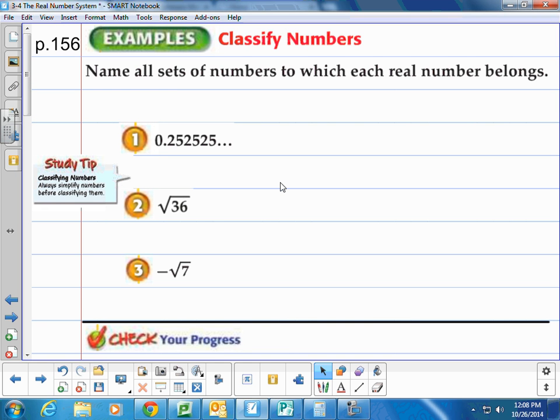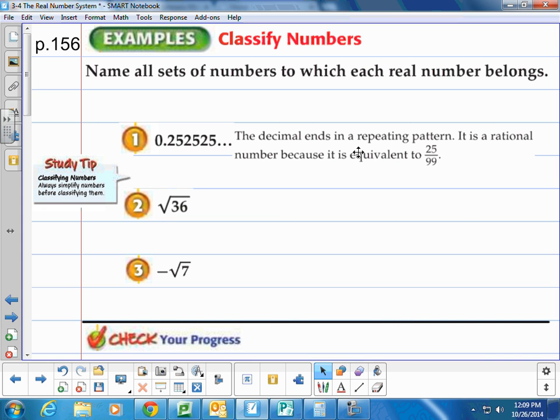So we're going to name all the sets in which a real number belongs. And notice there's a study tip there on the side that says classifying numbers. Always simplify numbers before classifying them. Simplifying them meaning write them as this whole number or whatever you can simplify to if there's an operation. So what we see for number 1 is that the decimal ends in a repeating pattern.